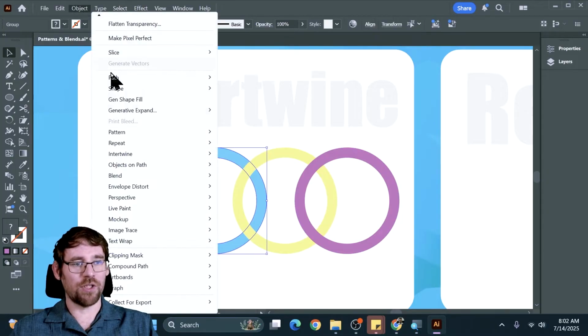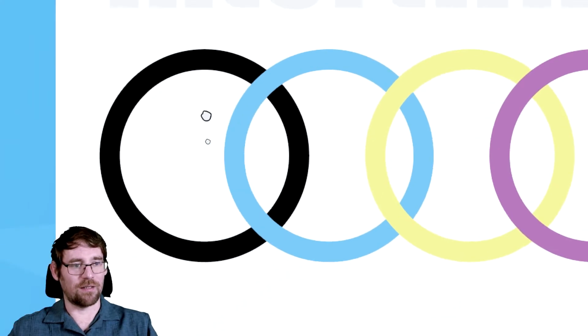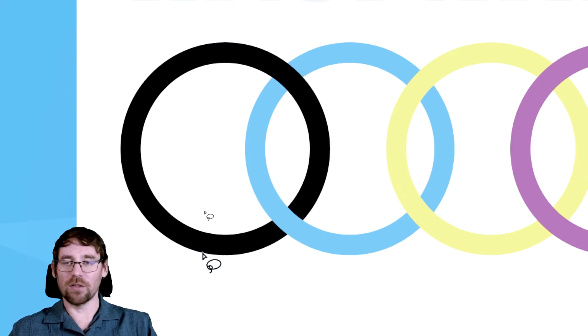I'm going to go to Object, Intertwine, and I'm going to look for the option that says Make. Now it's going to give me this little lasso tool, and I'll zoom in so we can see it clearly. Once I have this lasso tool, if I hover over where the intersections are happening, it'll show this little dotted grid saying that this is an area you can intertwine. So if I click right here on the top, it'll intertwine those two shapes, putting the black on top of the blue. They look like they're going in and out of each other.